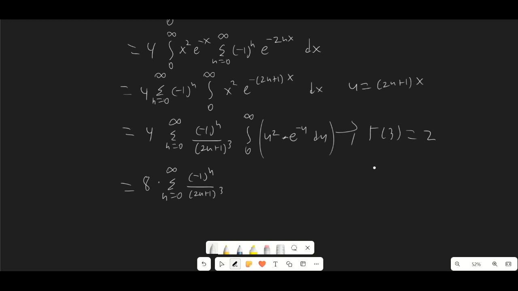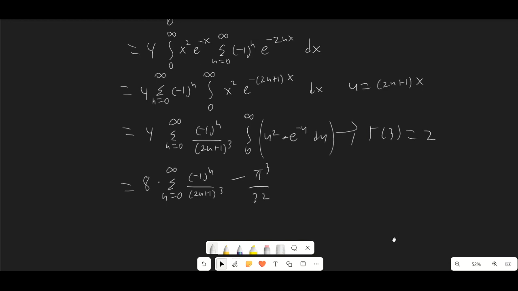Now this is a very common sum that you'll see in a lot of places. So I'll just substitute in the value of it, which is pretty well known. It's pi cubed over 32.